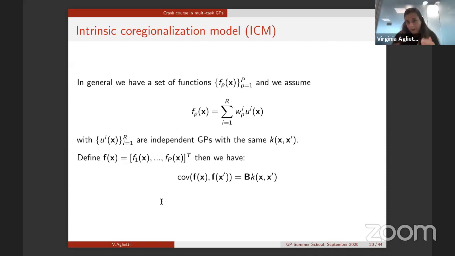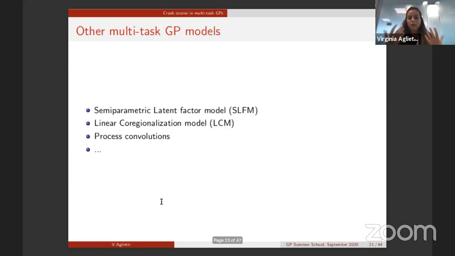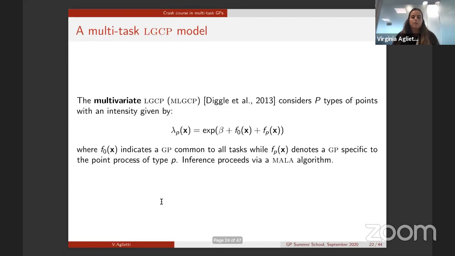Now, this is only one formulation that can be adopted for modeling multitask GPs. There are several extensions, among which we can consider different latent functions to have different kernels, and so we have the linear coregionalization model. We can have a semi-parametric latent factor model or process convolutions. I will not discuss these in this talk because I will focus on how multitask GPs can be used within a point process model.